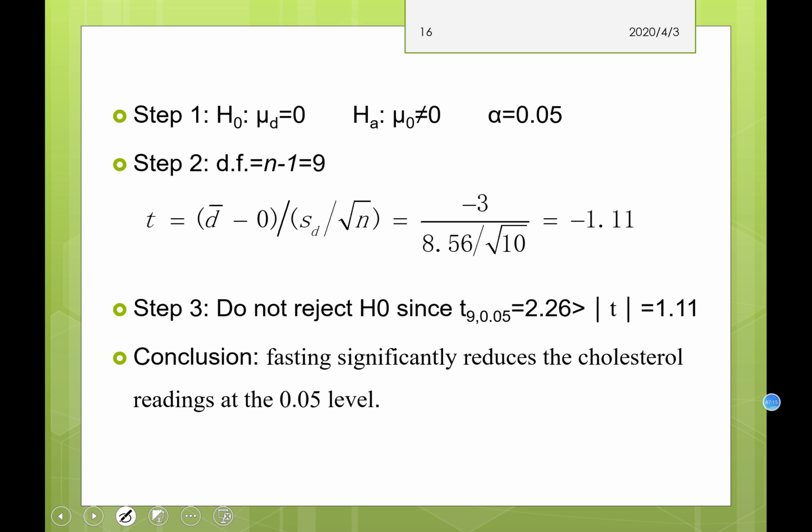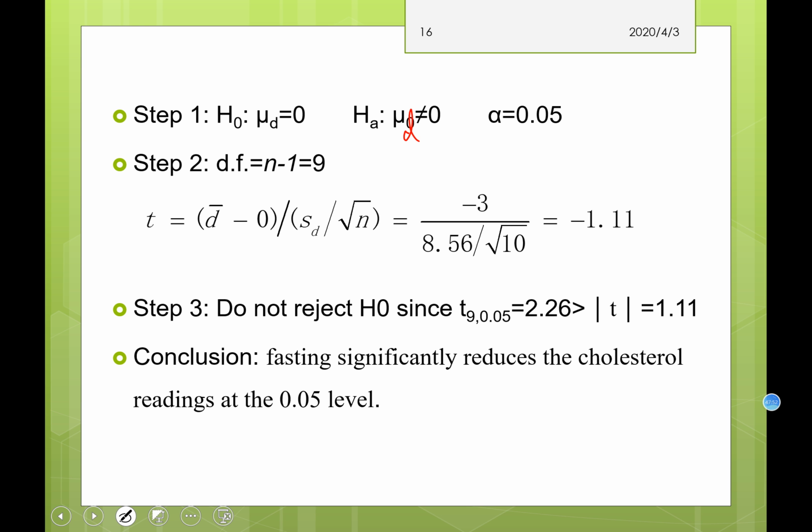So step 1, H0 is mu d equals to 0 and HA is mu d is not equal to 0 and alpha is 0.05. Step 2, first we can calculate the df. df equals n-1 is 9. And next one, t, we put all the numbers into the formula and then we can get t. In this question, it's a negative number, that is negative 1.11.